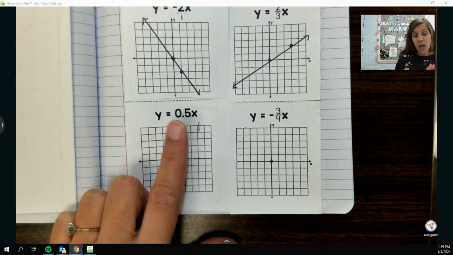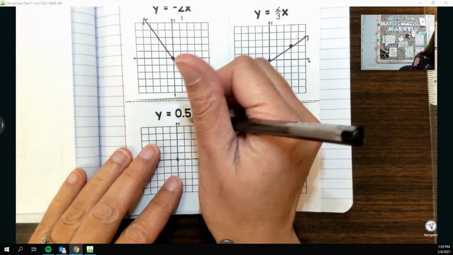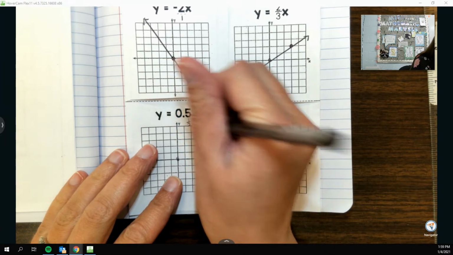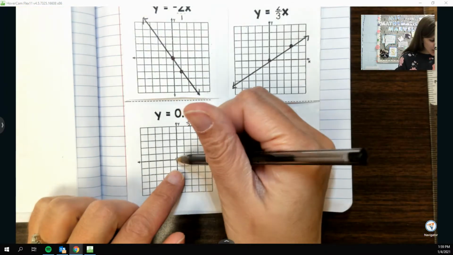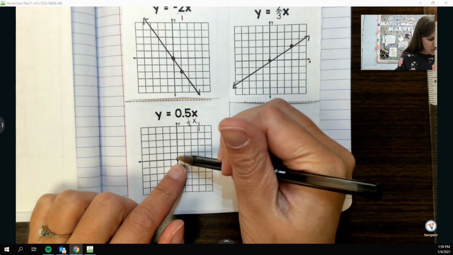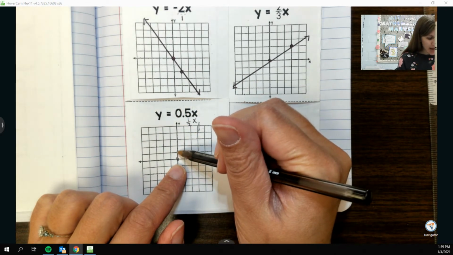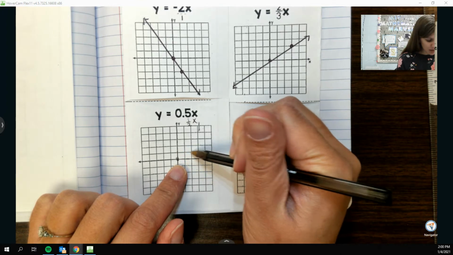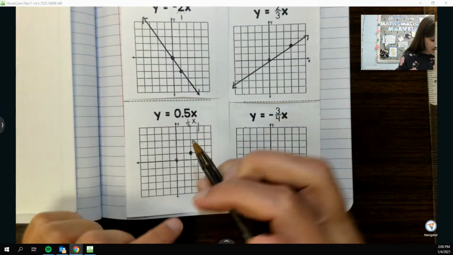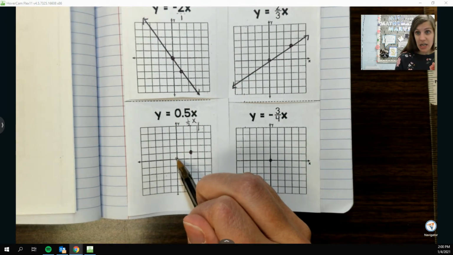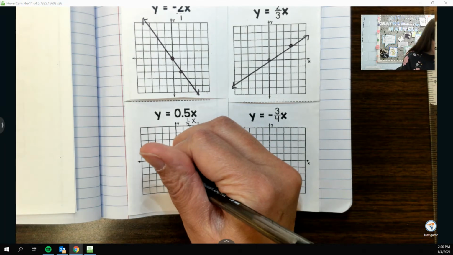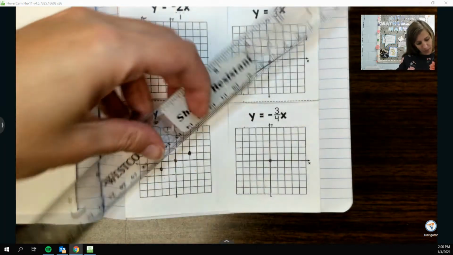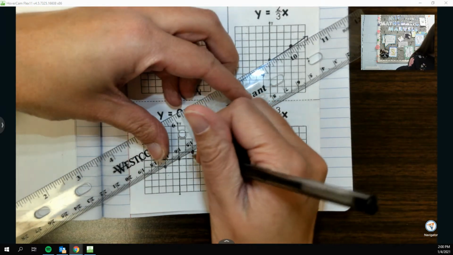Decimals, I don't like them. 0.5 is really half. And I like that better because now I can see my rise and run. So again, I start at 0. My rise is showing me that I'm going to go up 1 and then positively 2. Or if I go back to the starting point, what I could have done instead is down 1 and back 2, negatively 2. And so then you have more points that you could draw.